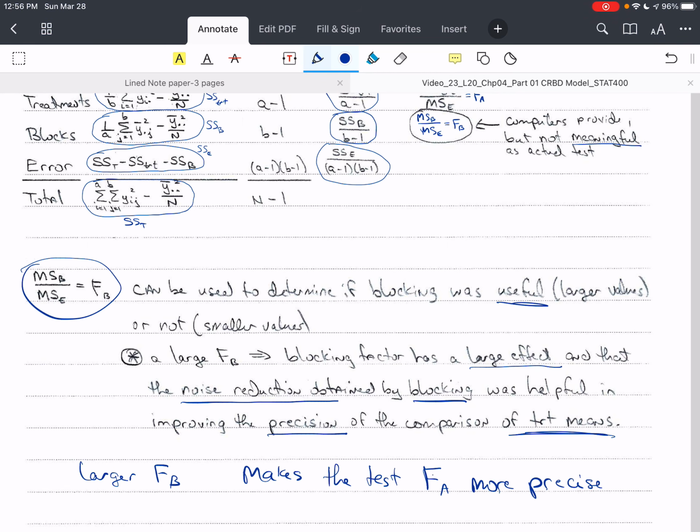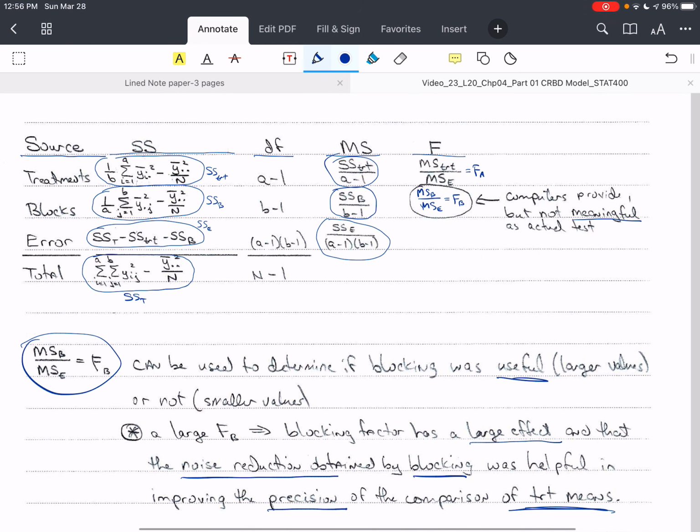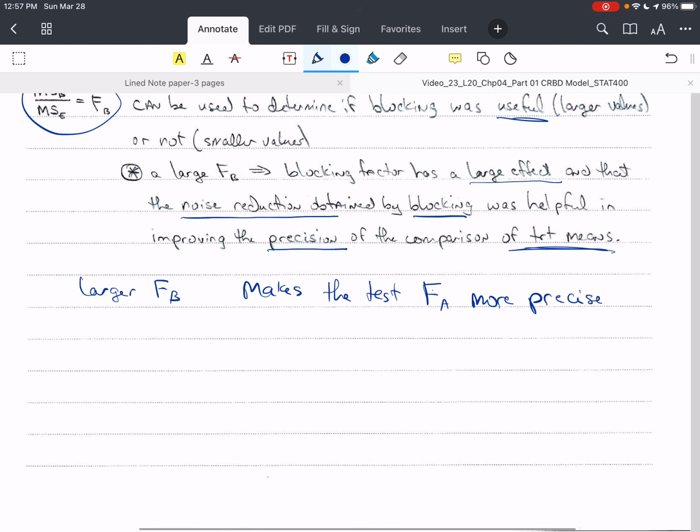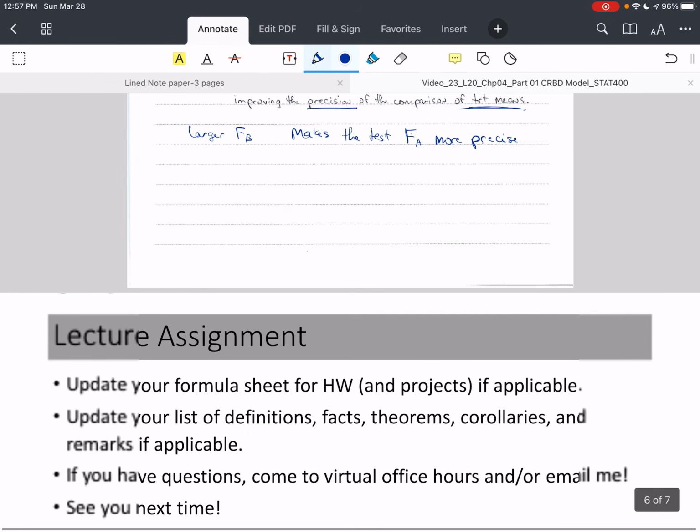There's less variation. Why? Because instead of this being in the error, it's now taken out of the error, so in the ratio of MSTRT to MSE, the MSE is going to be smaller. This gives a better picture of the real variation due only to the treatment and not to the material in our example, or to whatever the block is in other examples. Okay, so that's it for this video.